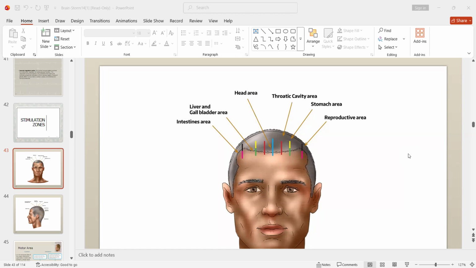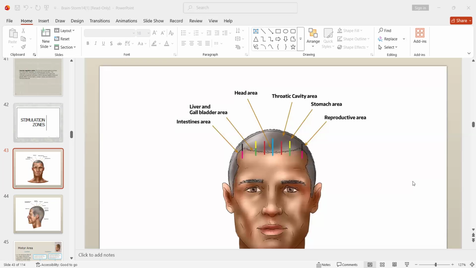Then there is the thoracic cavity area. When there is a problem in the thoracic spine area and in the organs situated within the thoracic cage, like asthma, bronchitis, heart palpitations, liver problems, gallbladder problems, spleen problems, then we use the thoracic cavity area point. It is between the head area and the stomach area.